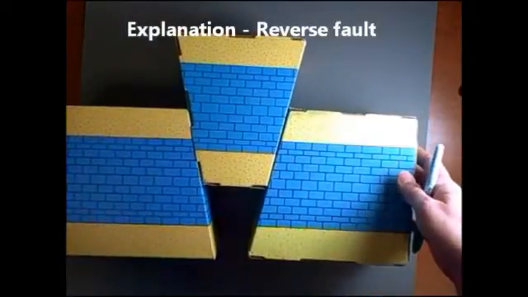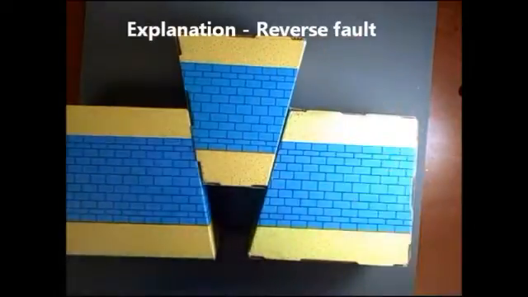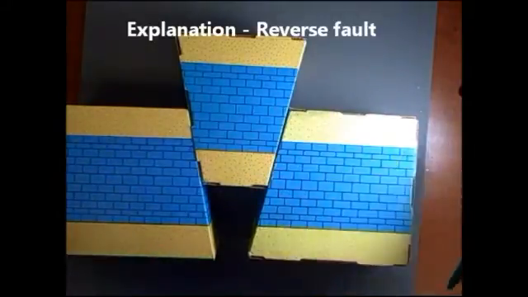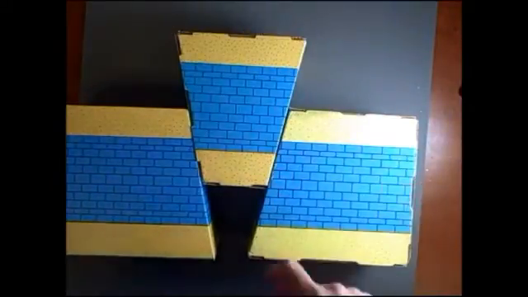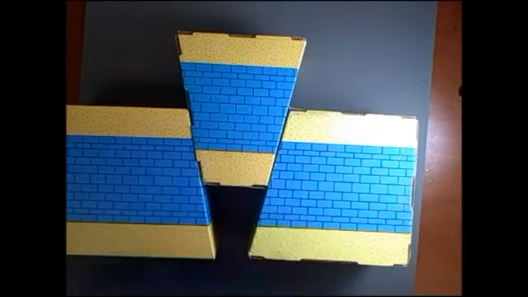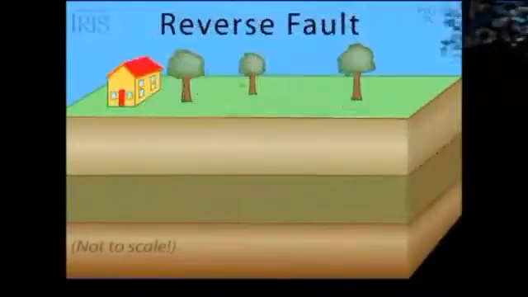So when I squeeze these blocks together, the hanging wall block now moves up relative to the footwall block. Okay, so the hanging wall block moves up. You can see that it's shortened and thickened. So you find these at subduction zones. You find these at continental collision. There are a lot of reverse type faults in the Himalayas.